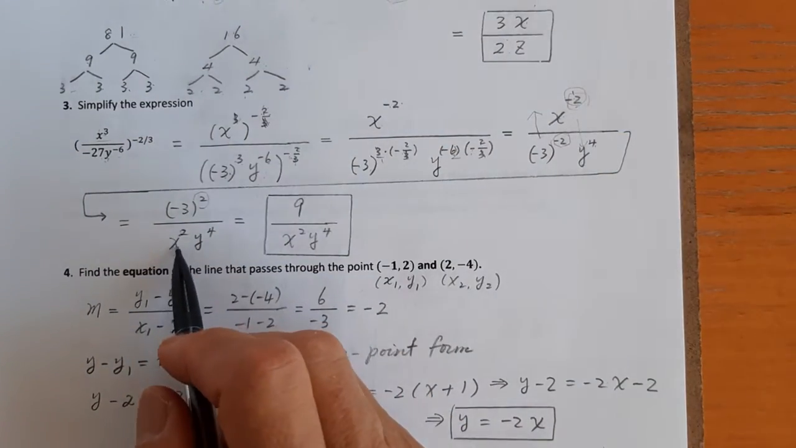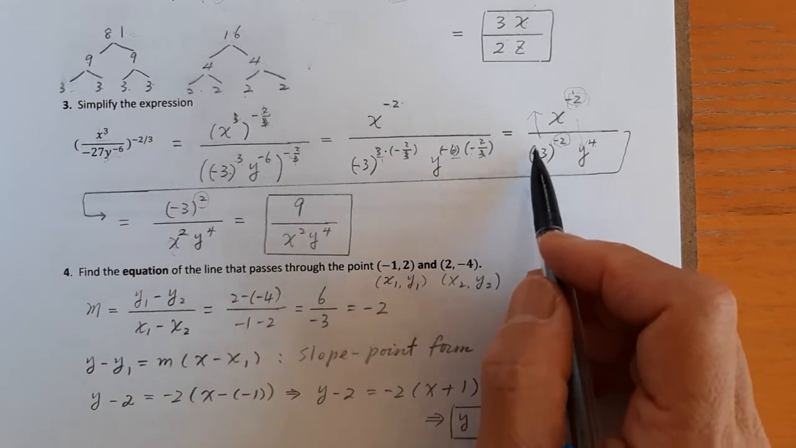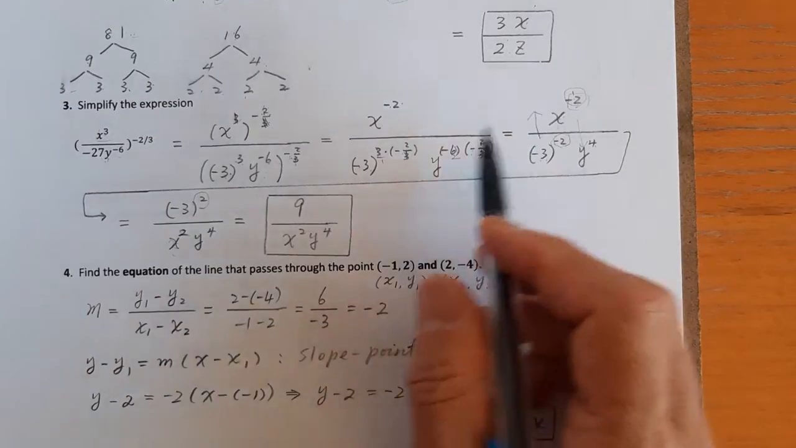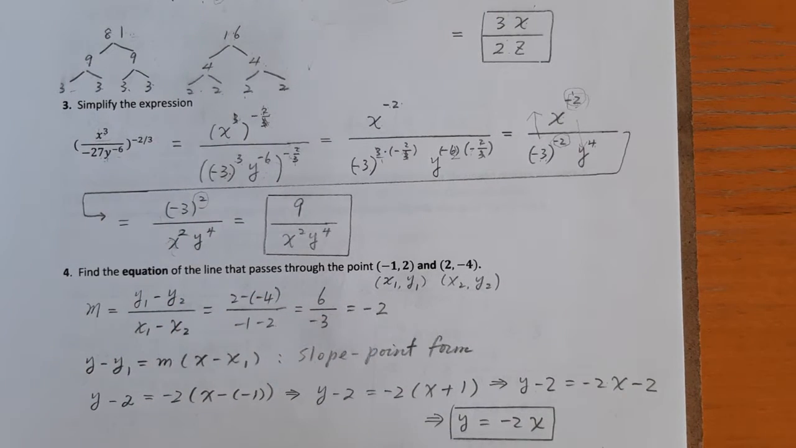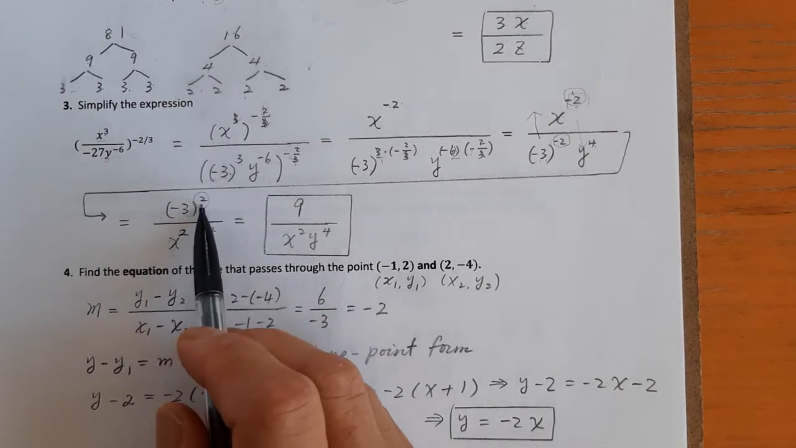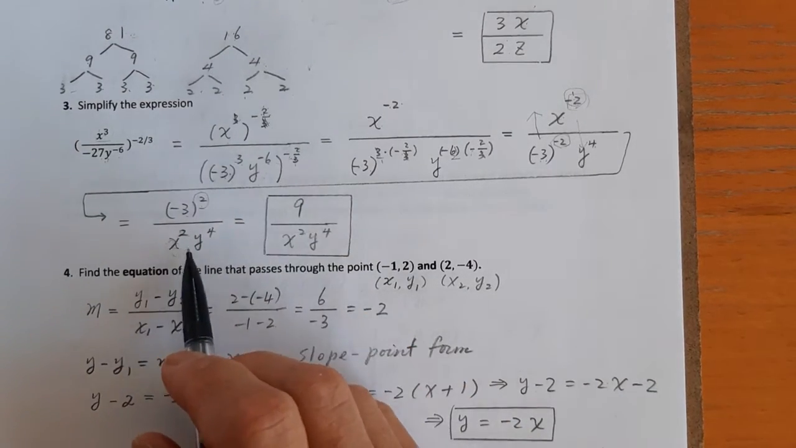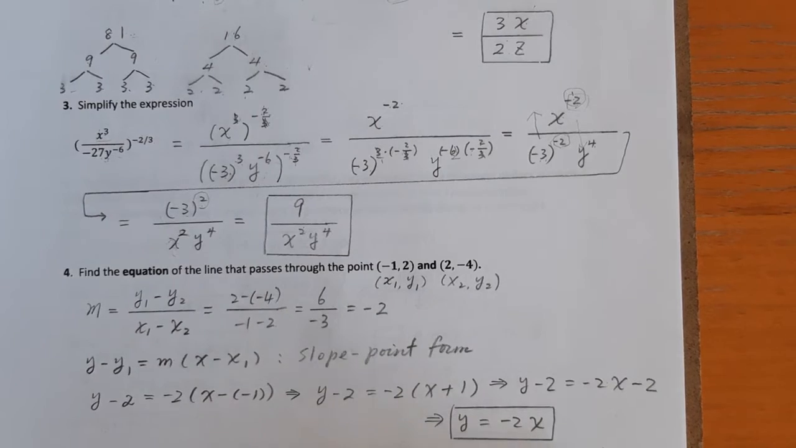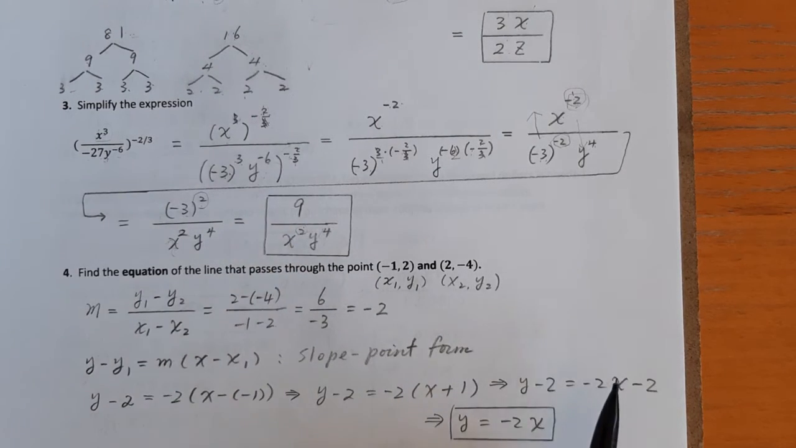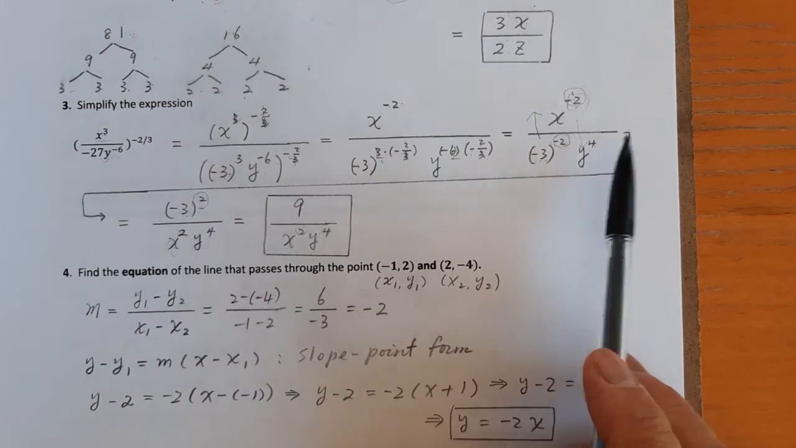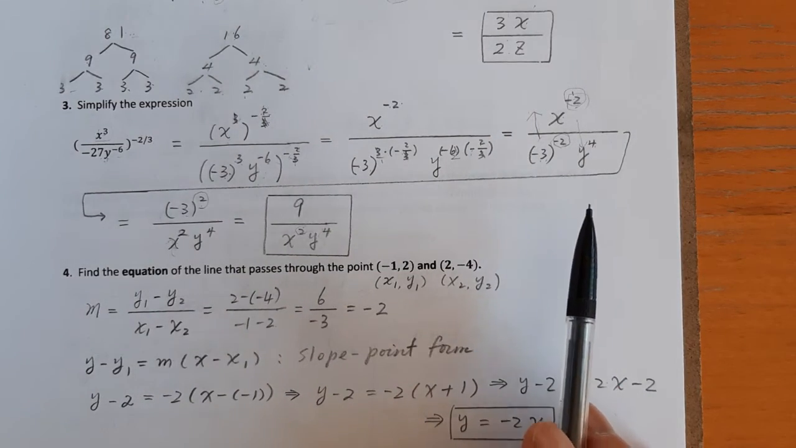So x to the power negative 2 goes down to the denominator and becomes x to the power positive 2. Negative 3 to the power negative 2 goes up to the numerator and becomes negative 3 to the power positive 2. Then simplify: negative 3 squared is negative 3 times negative 3, which is positive 9. Then x squared y to the 4. In the final answer, the exponent needs to be positive. So if there is a negative exponent, we have to change it to a positive exponent.